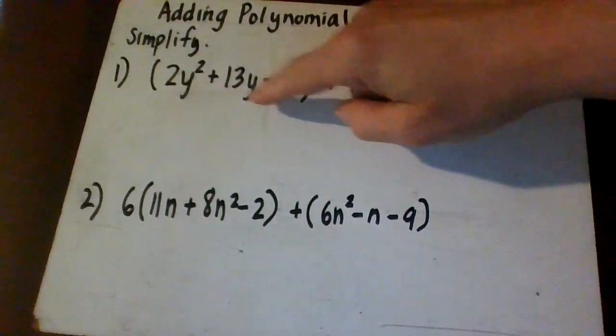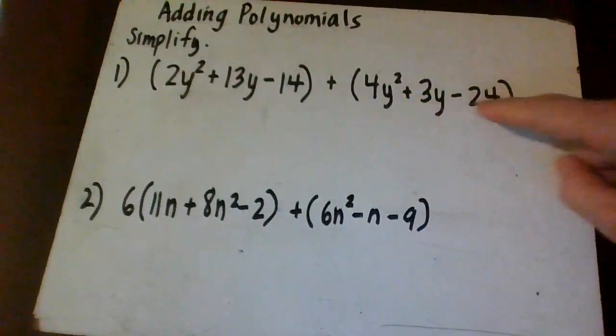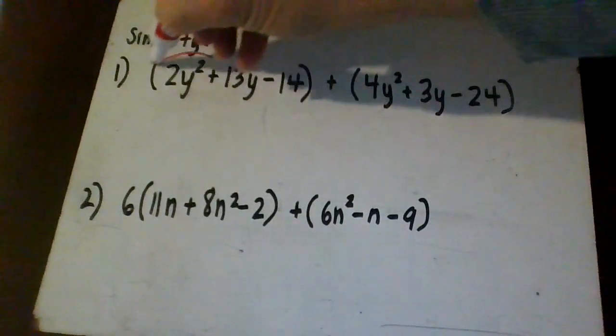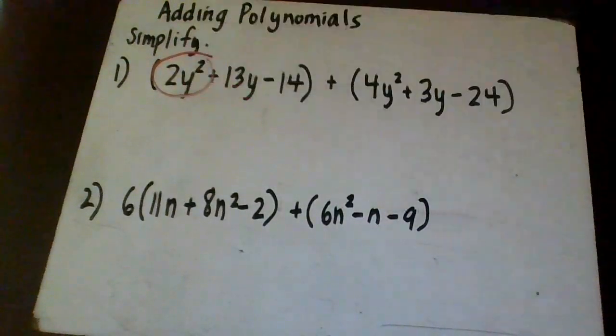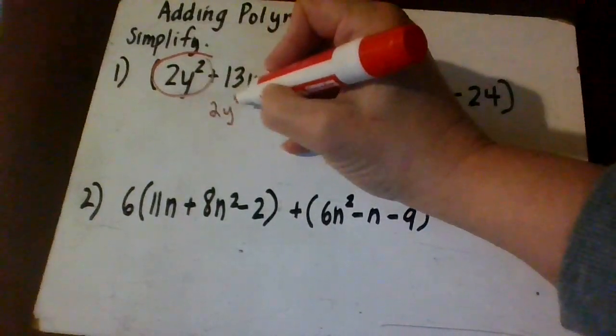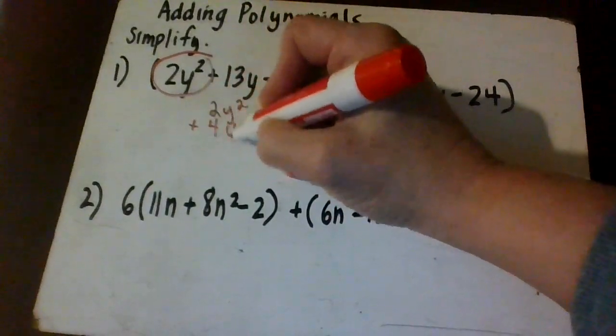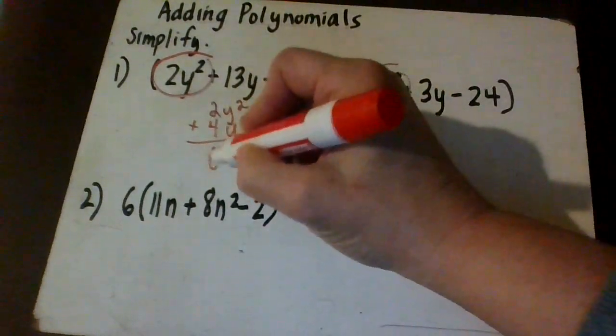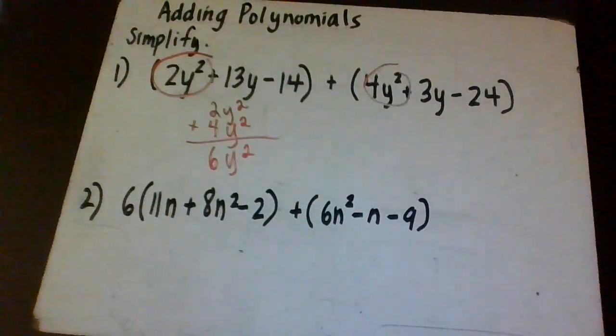Now, as you know, this is a trinomial, and this is also a trinomial, 3 terms in each. So in order to add polynomials, you have to put the like terms together. So I see here I have a 2y squared. I'm looking for a y squared, variable and power the same. And over here I have a 4y squared. So I'm going to write 2y squared plus 4y squared. Those terms belong together. And 2 plus 4 would be 6y squared.